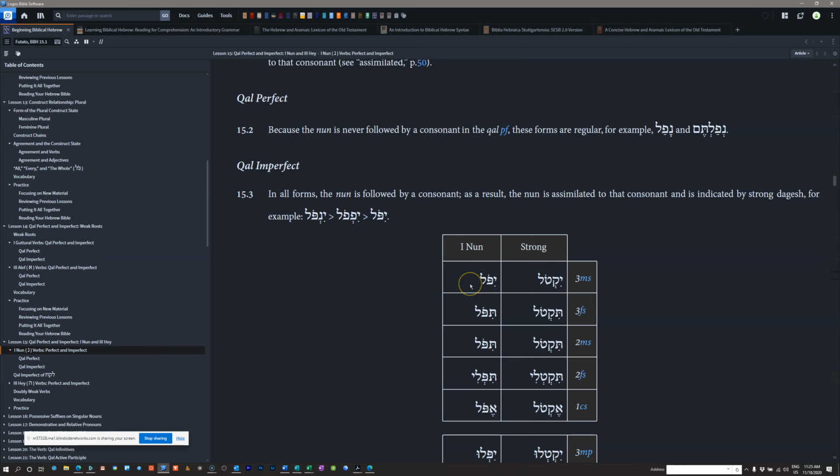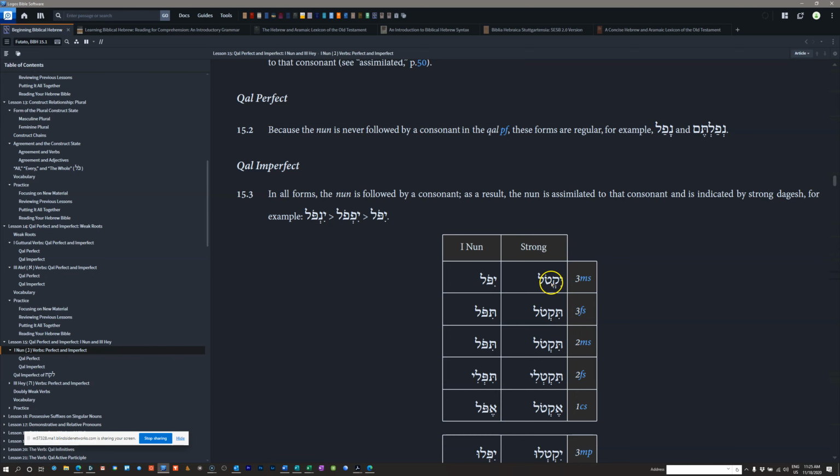Yippol. Okay? So anytime you have a prefix conjugation, so that's going to be the imperfect, that's going to be the jussive, the cohortative, and I don't even think we've gotten to those yet. Yeah, we haven't even done the infinitive. So basically the imperfect conjugation, because it has a prefix, is going to force the noon to close the prefix syllable, just like R1 does in katal. It closes the prefix syllable.